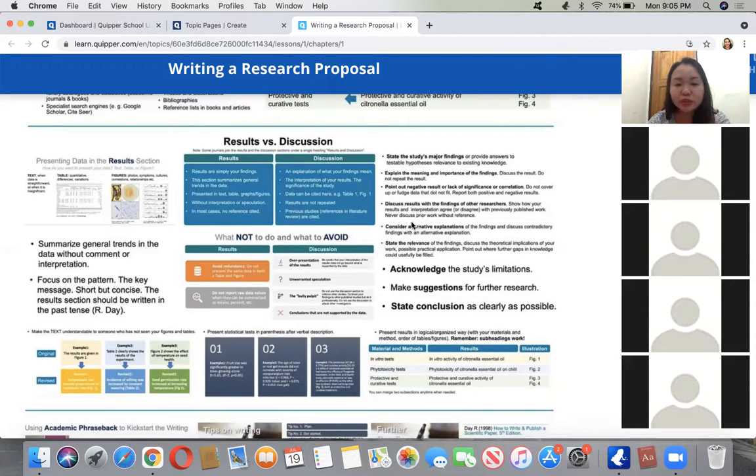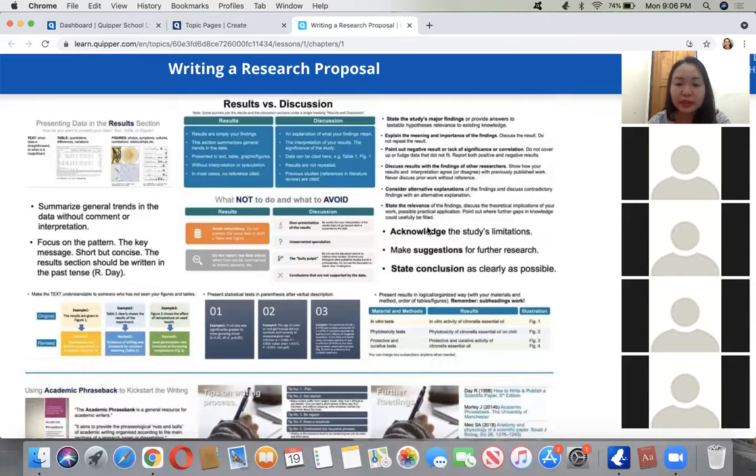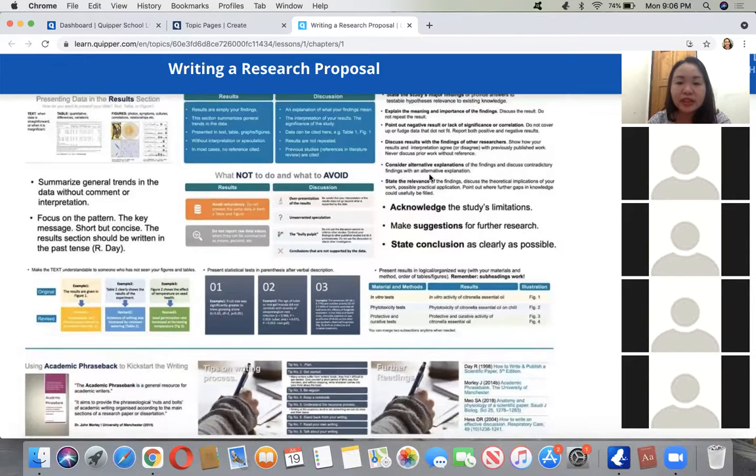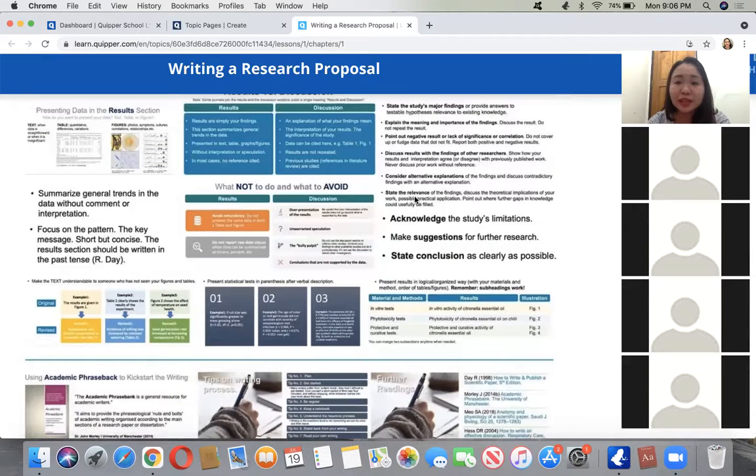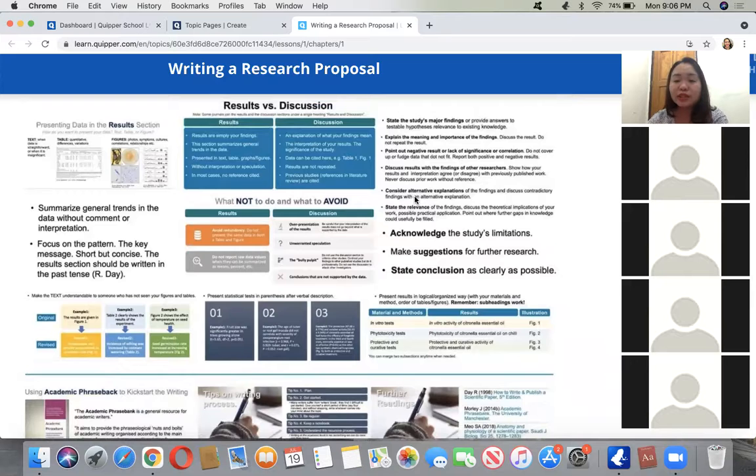Then discuss results with the findings of other researches. After you present your data and your results, does this coincide, agree or disagree with other authors that have conducted that research? And then consider alternative explanations. If it's not what is expected, then why? Then state the relevance of your findings: how can this help the current problem? So we have here what not to do and what to do.